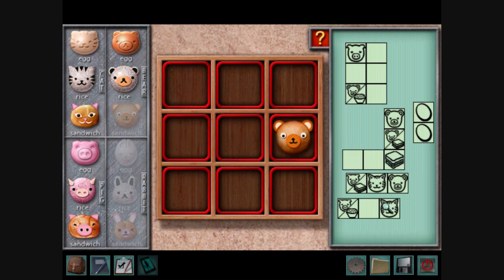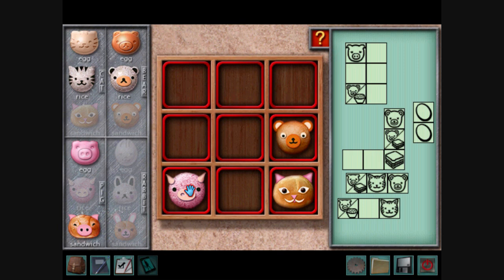Alrighty, so let's look at some of these pieces. They say there's a bear on the right-hand row, which I guess we already know. And this says there's a cat in the right-hand row. Well, this is a bear, and this is a bear, so the cat must be over here. And we know this is a sandwich, so that must mean it's cat sandwich. Okay, cat sandwich, and pig rice is to the left of the cat sandwich. So that's pig rice right over here.